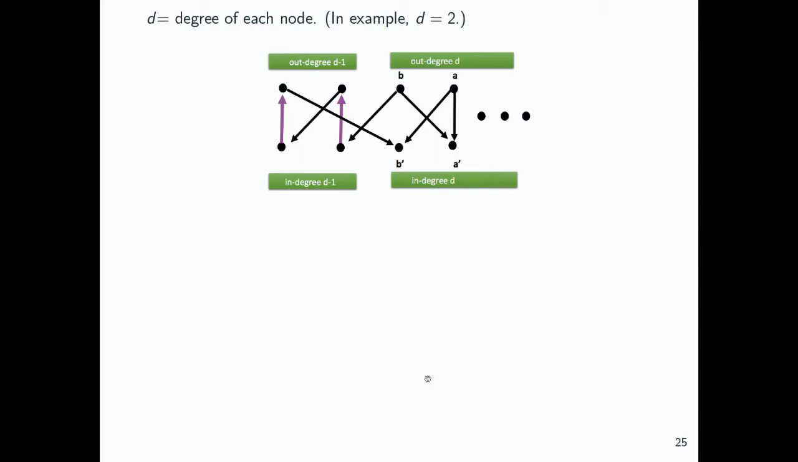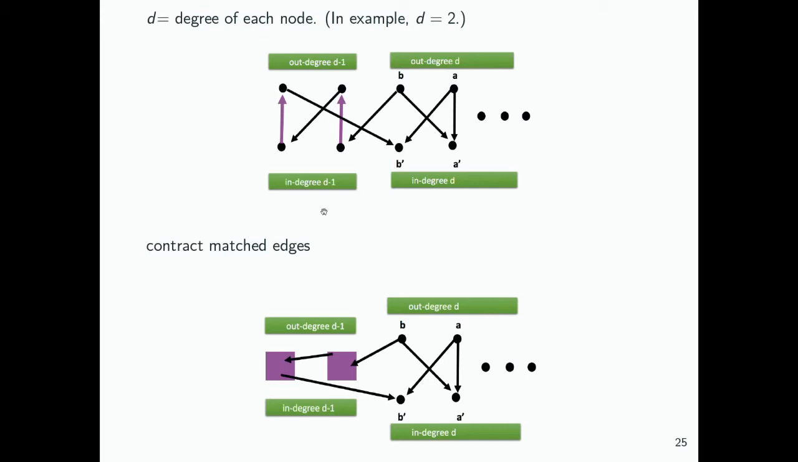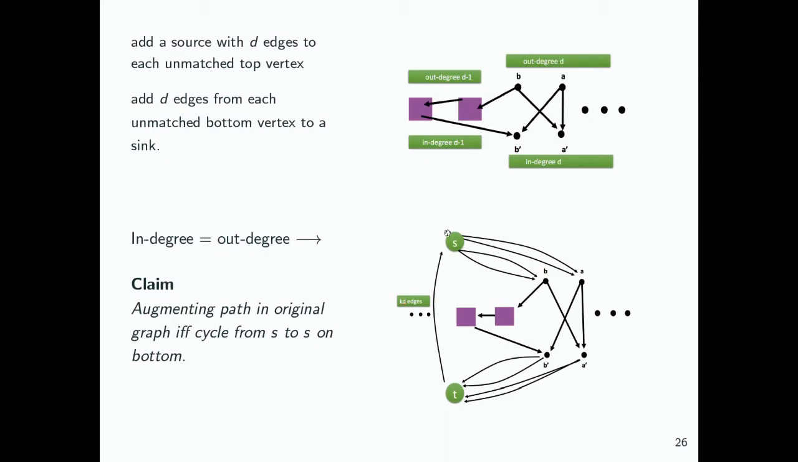Okay? So now what I'm going to do is contract the matched edges. So I'm just going to identify the two endpoints. So there will be no more matched edges, and I leave all the other edges intact. So the result of this step is that now for the matched vertices, these super vertices, they each have both in degree d minus 1 and out degree d minus 1. And now what I'm going to do is extend this graph to make it so that in the entire graph, every vertex has the same in degree and out degree.